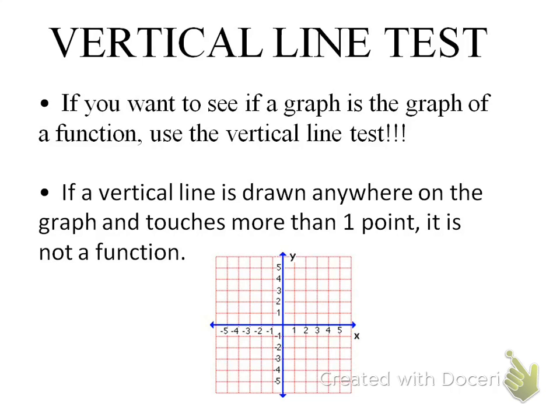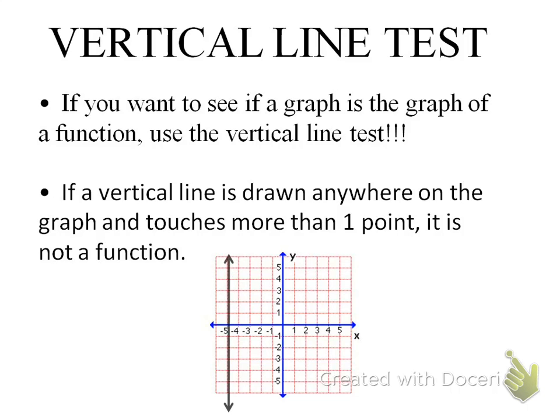So if a vertical line is drawn anywhere on the graph and touches at more than 1 point, it is not a function. So we talked about x values repeating makes it not a function. So if you plugged in, let's say 1, and you got 1, you'd end up right here. If you plugged in 1 again and you got 3, you'd end up right here. That would be 2 points right on top of each other. So it would not pass the vertical line test. So the vertical line test is a really simple way just to check if it's a function.